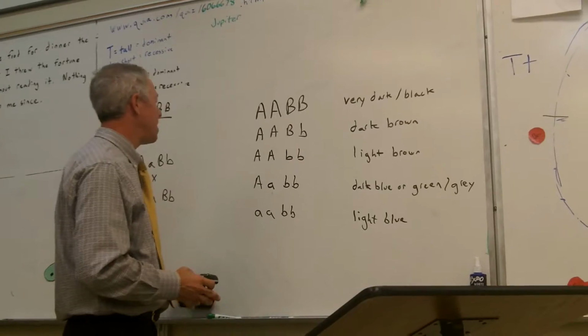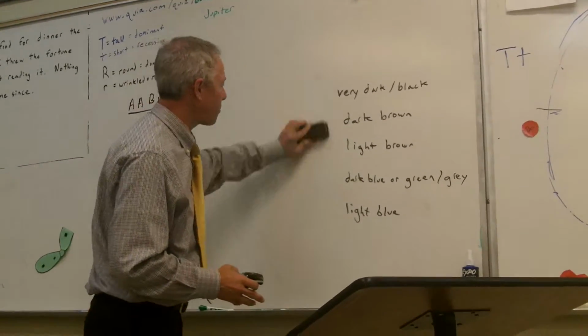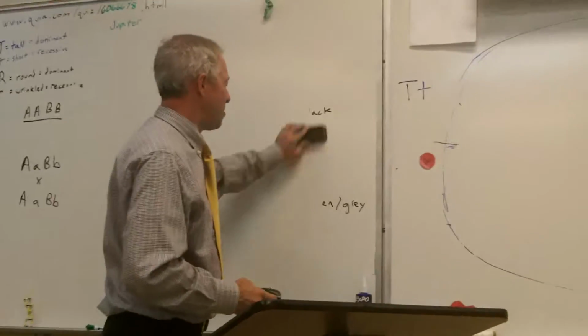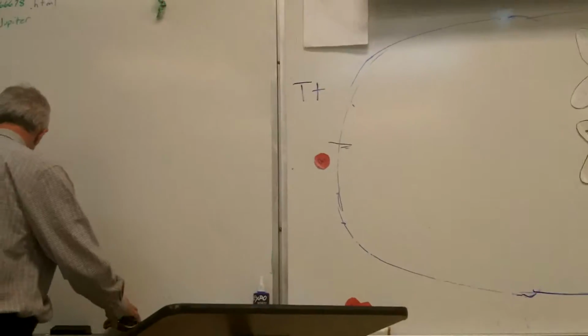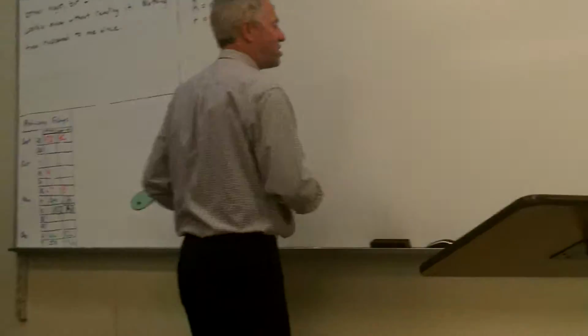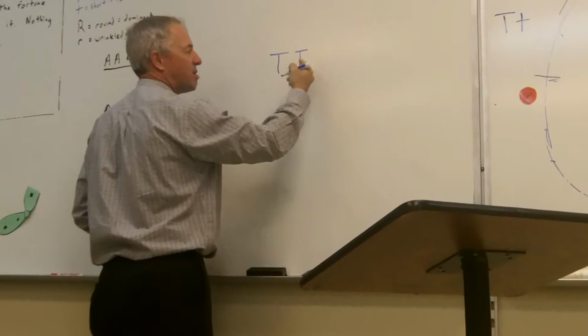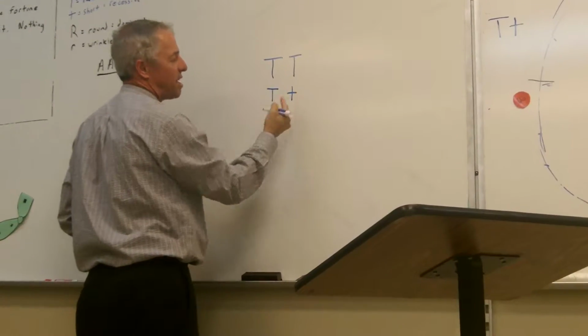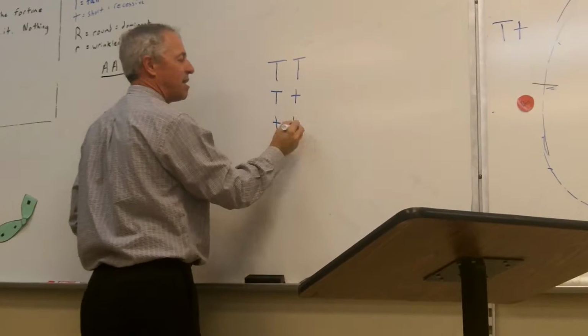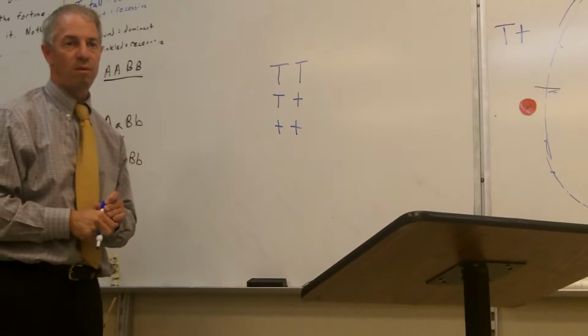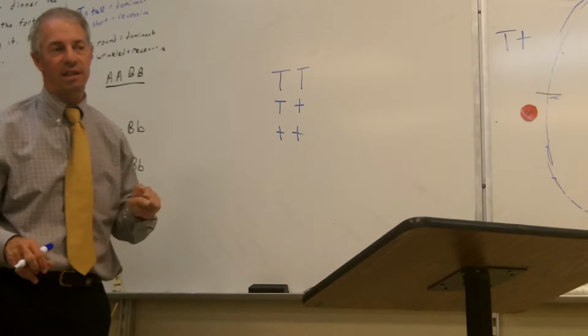When we were studying Mendelian genetics, it was kind of simple actually. You had dominant and recessive and that's it. If you were big T, you were tall. And if you were little t, you were short. And that's pretty simple genetics.